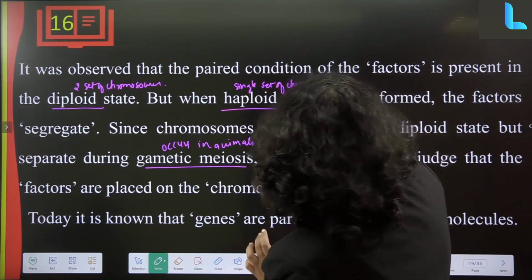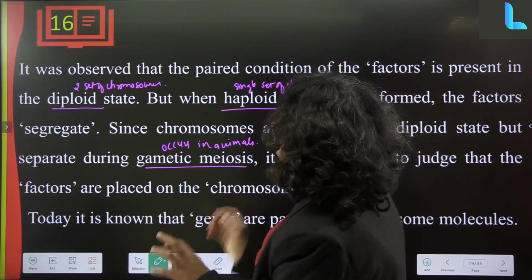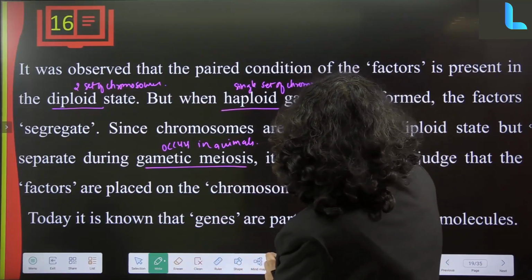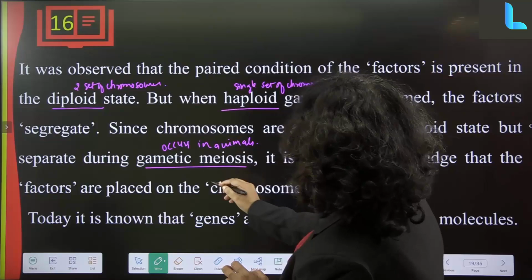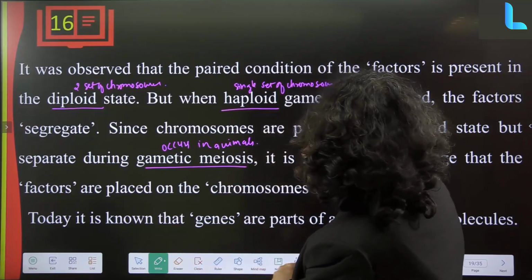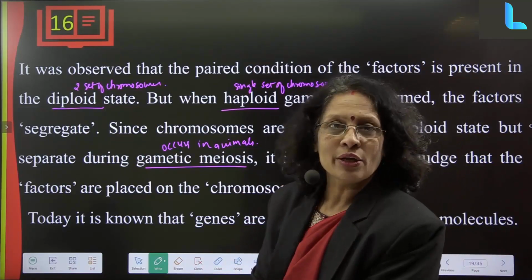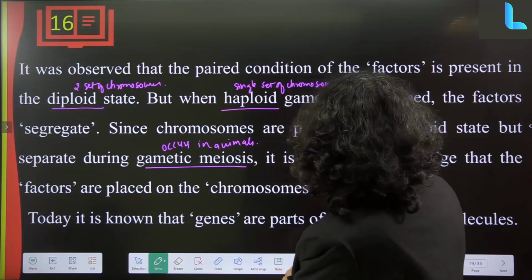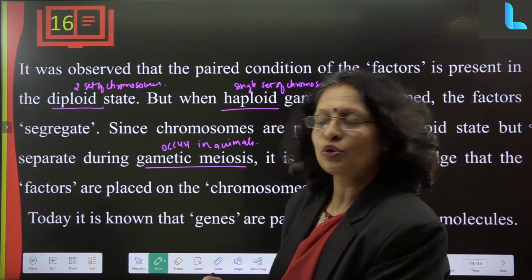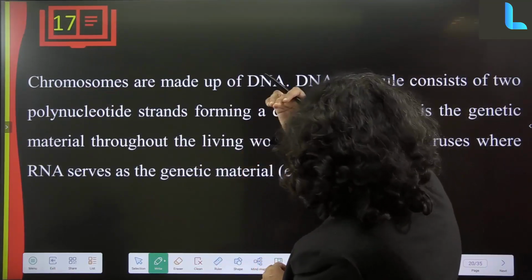Here observe that the paired condition of the factors is present in the diploid state, when the two sets of chromosomes are there, but when haploid gametes are formed, the factors segregate. Since chromosomes are paired in the diploid state but separate during gametic meiosis, what will happen? It is not necessarily true that all the factors are transferred on the chromosomes. Chromosomes are made up of DNA.